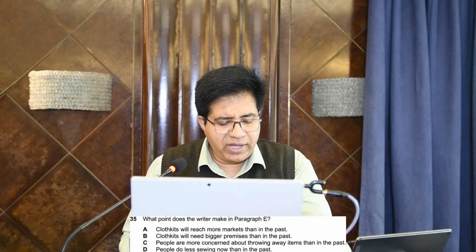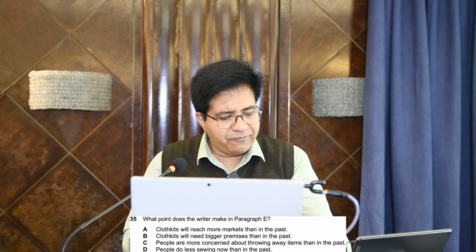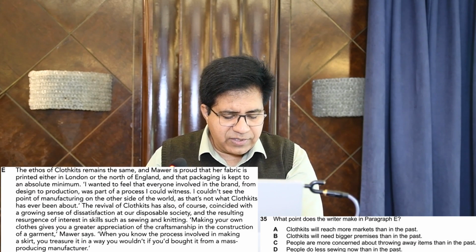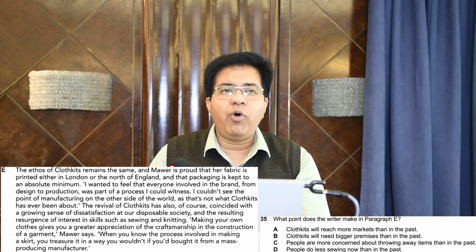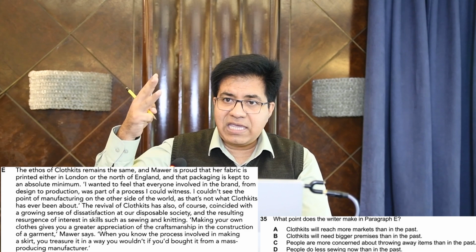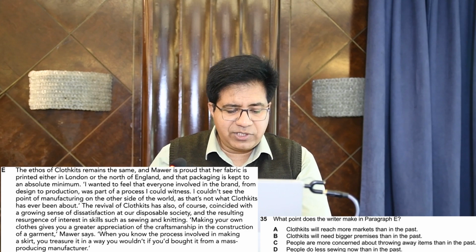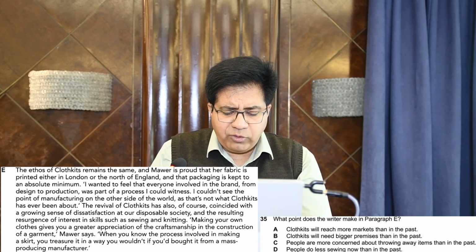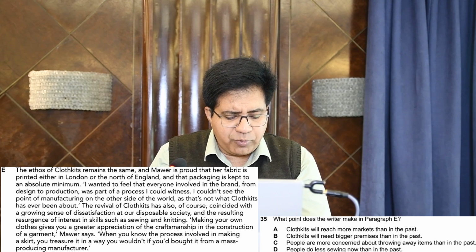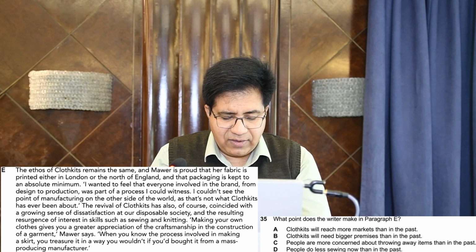Okay. Question number 35. What point does the writer make in paragraph E? Now please come to paragraph E, and over here you need to skim read and see what is the point. And by the way, when they make a point, it's in inverted commas. So please come to third line. Paragraph E, third line after full stop. I wanted to feel that everyone involved in the brand from design to production was part of a process I could witness. Okay, let's read on.